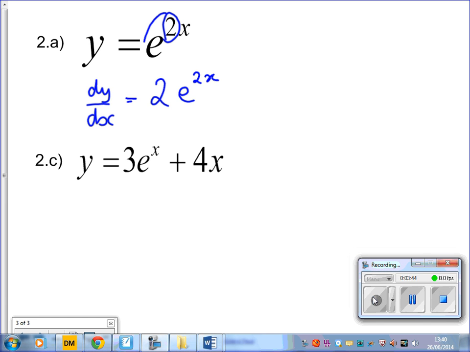In part C, dy/dx again, we're going to do each part separately. So to start with, differentiate this part, so e to the x differentiates to e to the x, and a 3 remains there. Now we're going to differentiate 4x. 4x differentiates to 4.